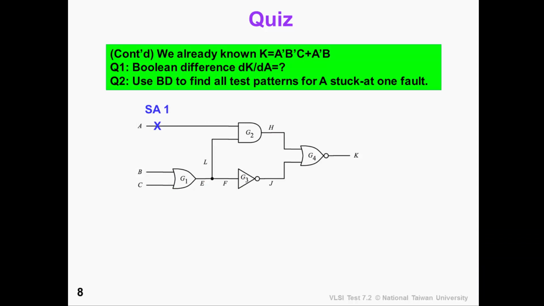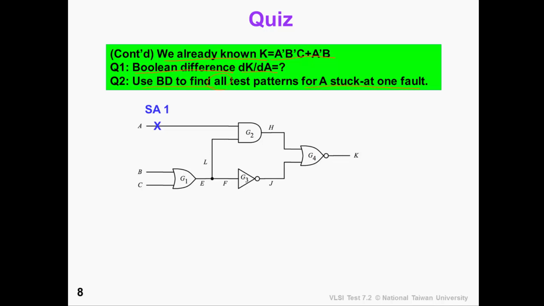Okay, now it's time for you to work on a small quiz. Given this circuit, we already know that K is equal to this Boolean equation. Question number 1. Please find the Boolean difference, dK over dA. Question number 2. Please use Boolean difference to find all test patterns to detect A stuck at 1. Please now pause the video and work on this quiz.